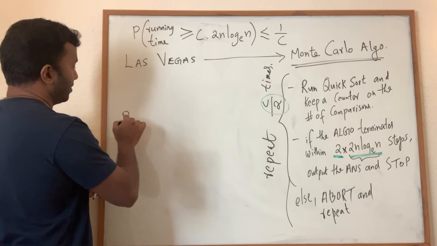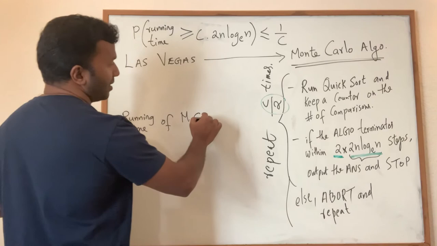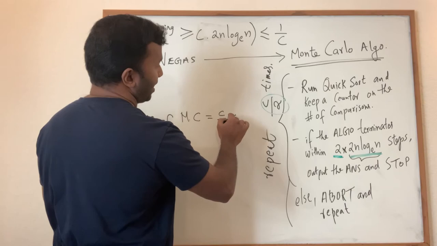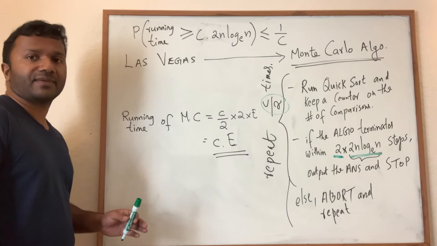Running time of, let's say, my Monte Carlo version of quicksort is C over 2 times the expected value, right? Which is simply C times the expected value. C times the expected runtime.